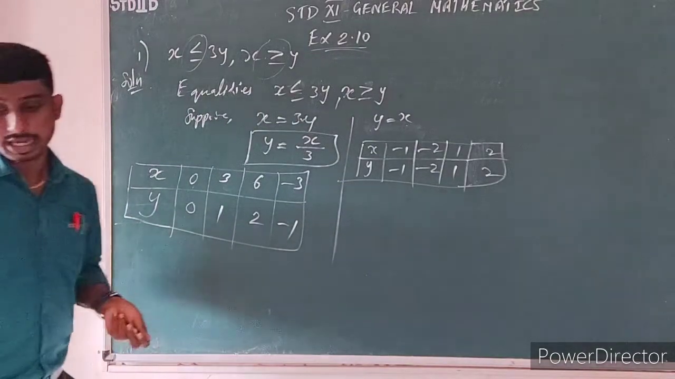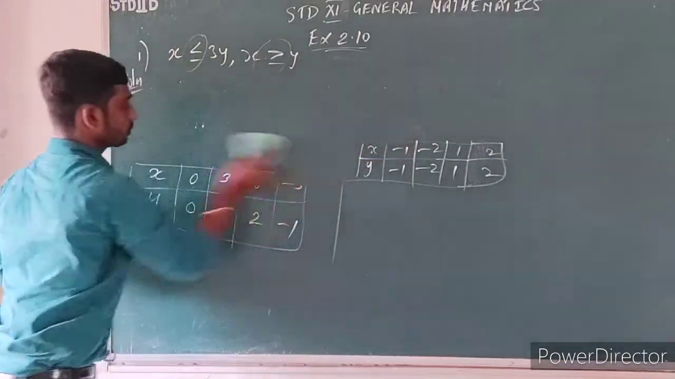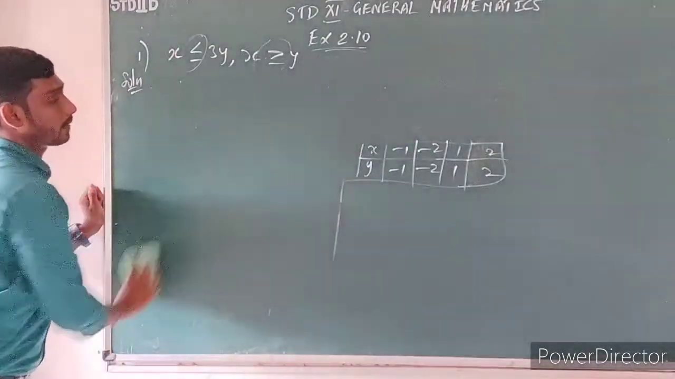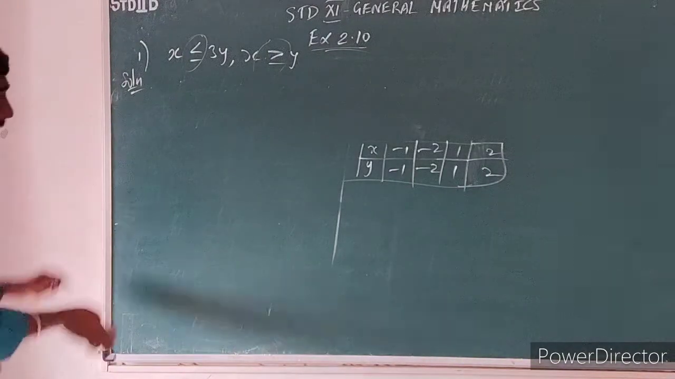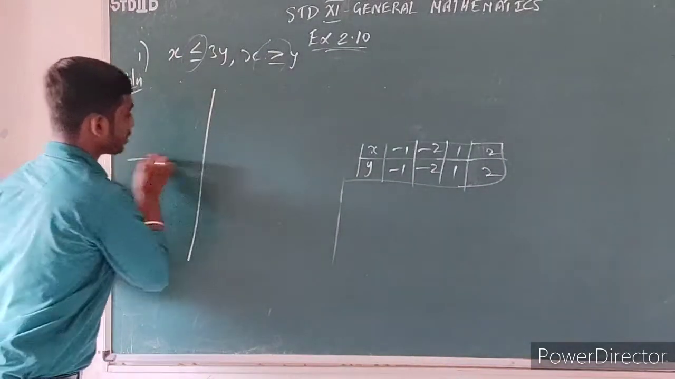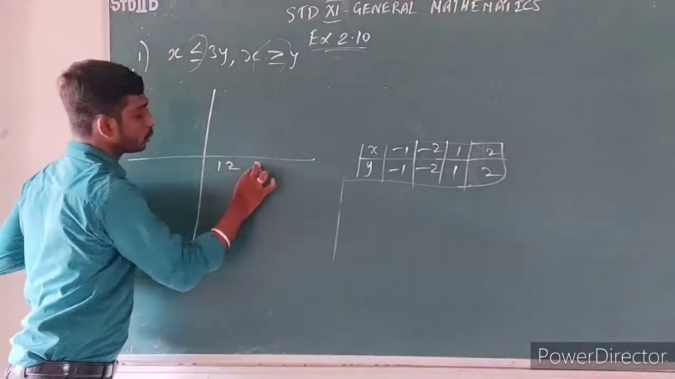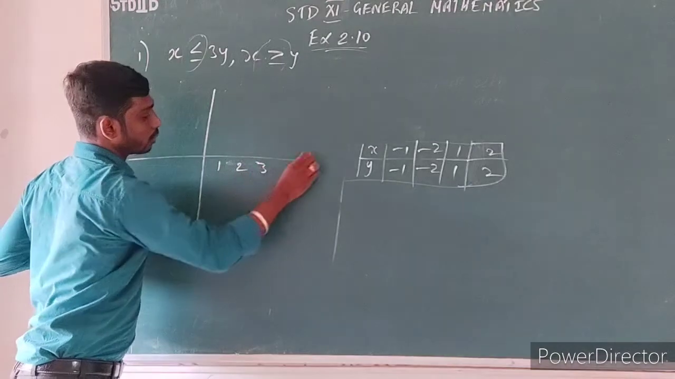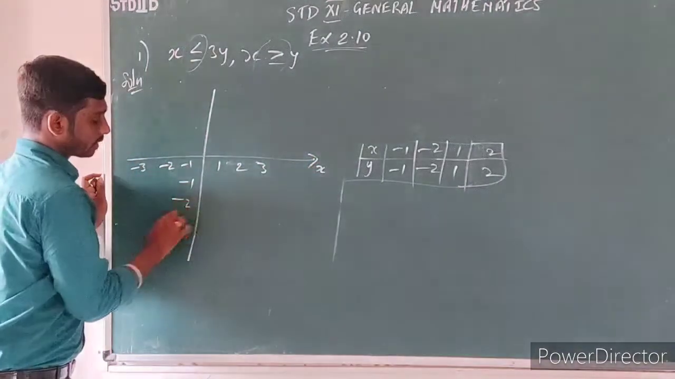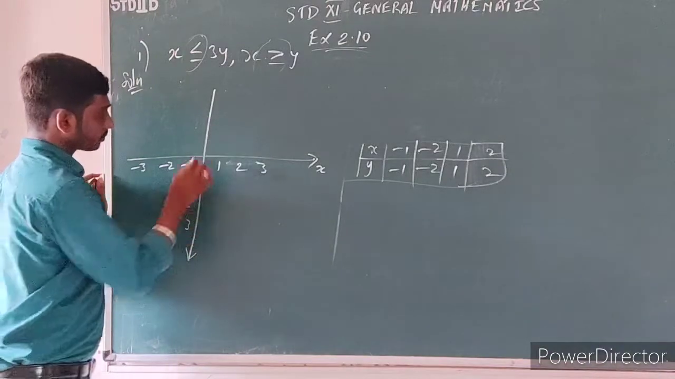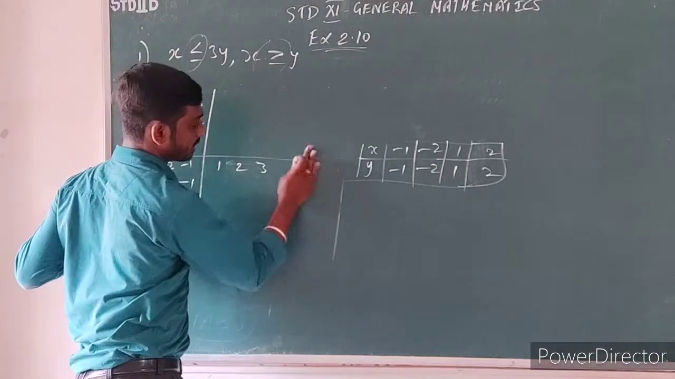Now we are going to draw the graph. They are asking for the region in the plane. What are the points we are getting here? On the x axis we mark 1, 2, 3 and minus 1, minus 2, minus 3, and the same on the y axis, 1, 2, 3.